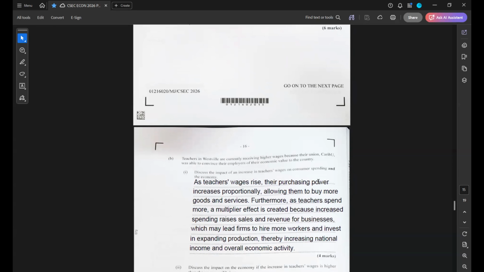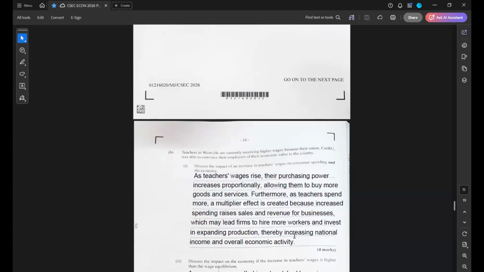As teachers' wages rise, right, that is where we're going to start off. As teachers' wages rise, the purchasing power increases proportionally, allowing them to buy more goods and services. Furthermore, as teachers spend more, a multiplier effect is created because increased spending raises sales and revenue for businesses, which may lead firms to hire more workers and invest in expanding production, thereby increasing national income and overall economic activity. Okay, straight to the point for 4 marks.